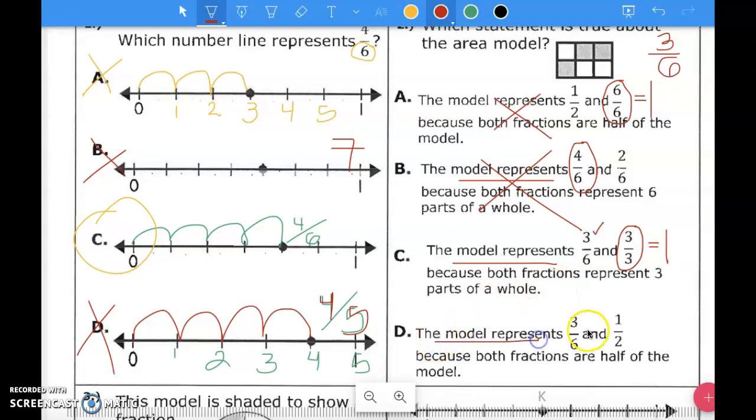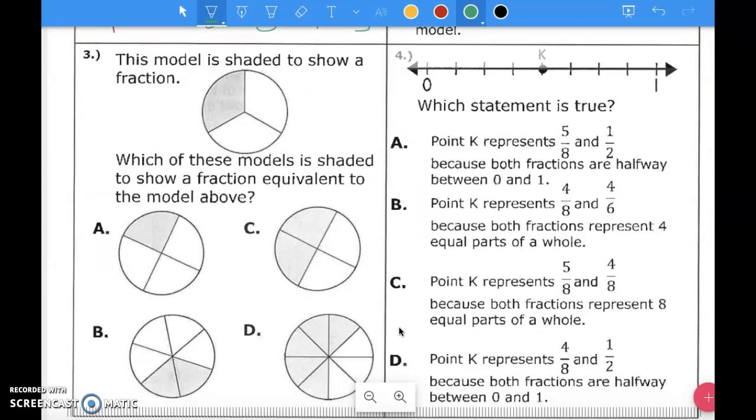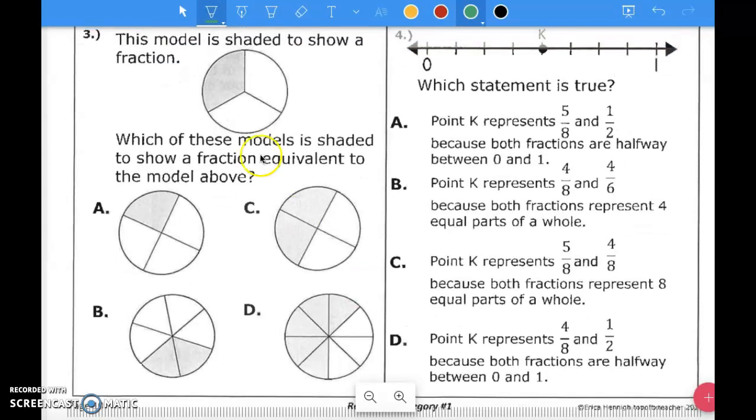Okay, so no. This model represents three sixths, yes, and one half. Yes. If I use my imagination and I move that shaded square here, I can see that it's half of my rectangle. So, because both fractions are half of the model, this is my correct answer. This model is shaded to show a fraction. So one piece is shaded out of one, two, three, out of three.